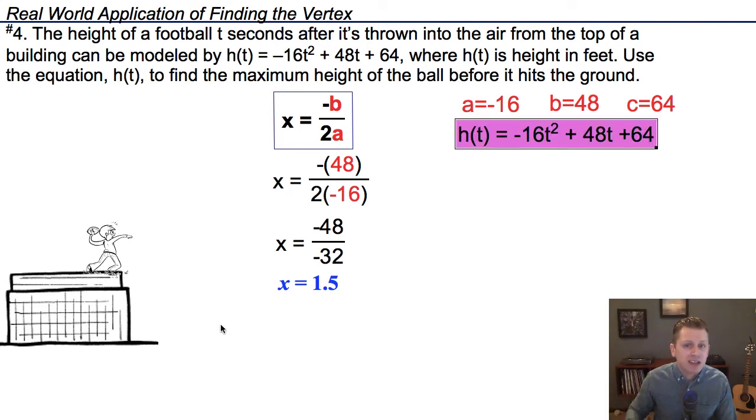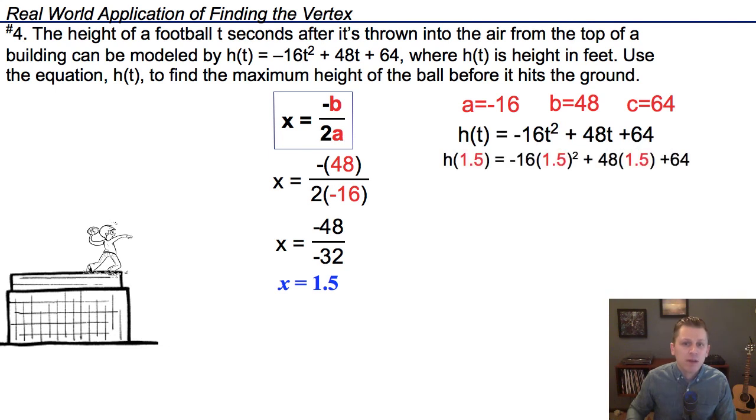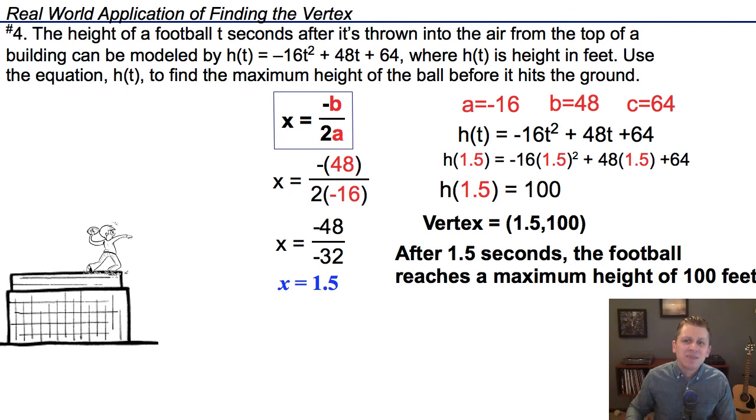So just plug that into our function. When we plug in 1.5 and simplify, we get a maximum height of 100, giving us a vertex of 1.5, 100. Well, what does this mean? This means that after 1.5 seconds, the football reaches a maximum height of 100 feet.